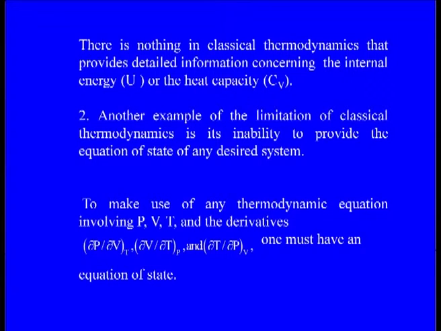To make use of any thermodynamic equation involving P, V, T or their derivatives, del P by del V at constant T, or del V by del T at constant P, or del T by del P at constant V, etcetera, one must have some equation of state. But unfortunately, classical thermodynamics does not provide any equation of state. That means, it does not provide any thermodynamic relation between the thermodynamical quantities, let us say pressure, volume or temperature. It does not have any predictive power to provide any relation among the thermodynamical quantities.